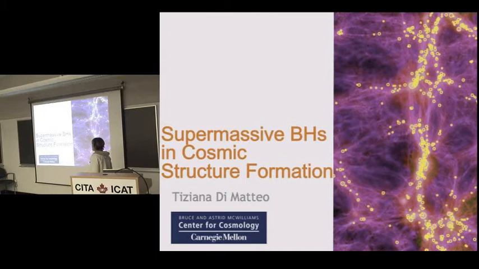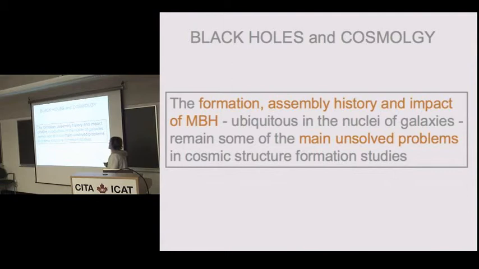I'll tell you a little bit about some work with simulations, particularly focused on understanding the role of black holes in cosmic structure formation. So I'll describe this by motivating very broadly what we're trying to do. We know that black holes are in galaxies, but their formation, the way they assemble, the way they grow, and particularly the impact they have on their surrounding structures, galaxies, and even larger structures, remains one of the biggest problems in cosmic structure formation. So we're trying to get this piece together.